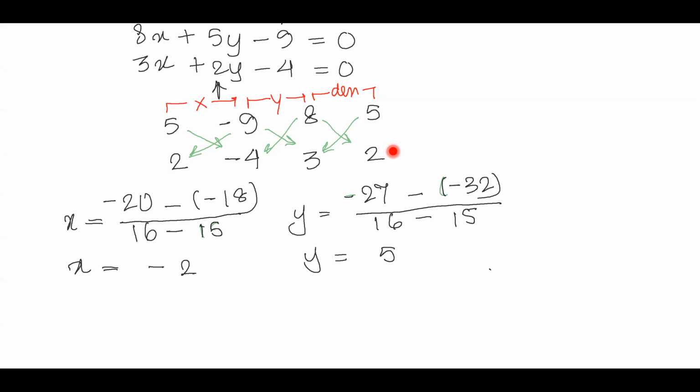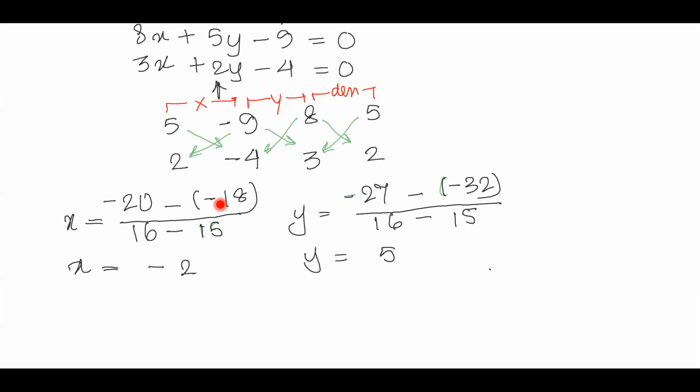So the first group is going to give you the numerator of x. The second group is going to give you the numerator of y. And the third one is going to give you the denominator. And then it's very simple. Difference of cross product. So x is equal to 5 into minus 4, which is minus 20, minus of minus 9 into 2, minus 18.